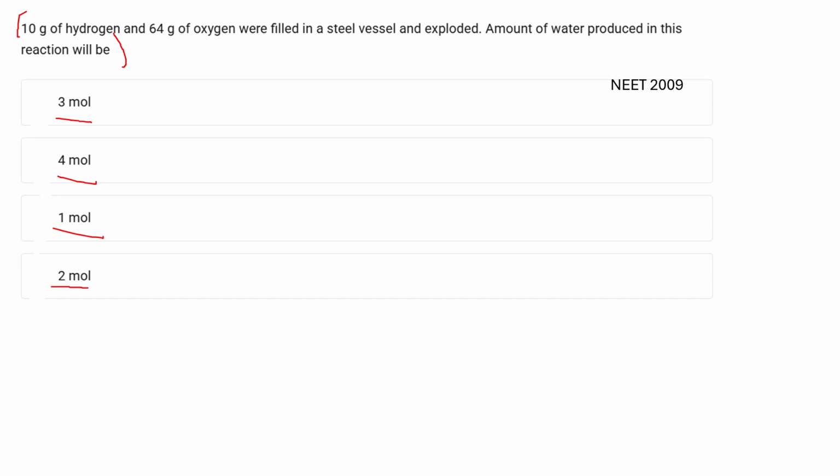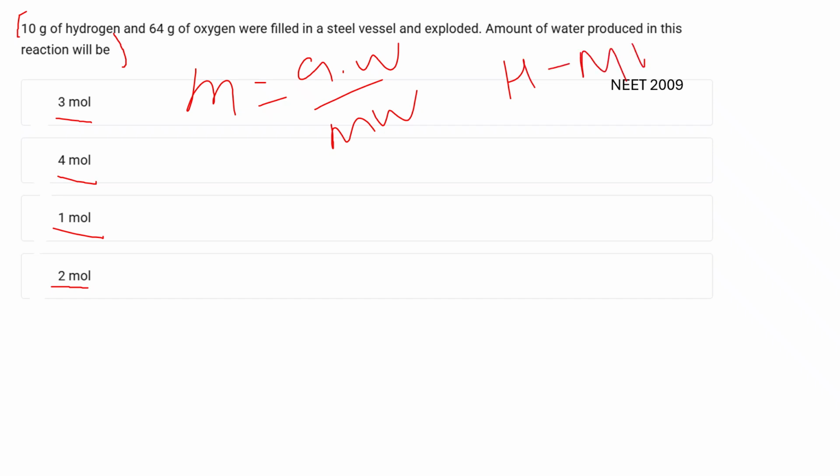But they have given the question in grams. If we convert gram into mole, then we will find the answer. What is the formula to find mole? Mole is nothing but given weight divided by molecular weight. For hydrogen, the molecular weight is 1. For oxygen, the molecular weight is 16. That's it. We will find the answer very easily.